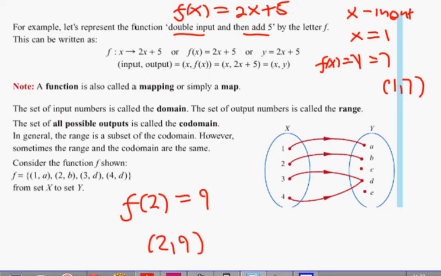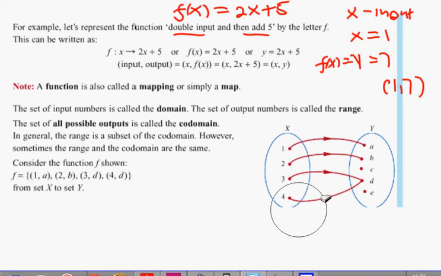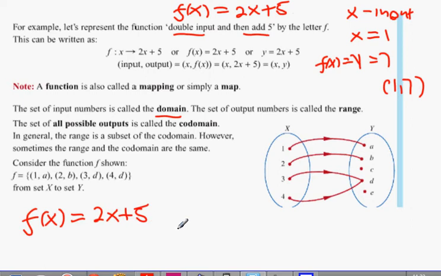Now, a function is also called a mapping or simply a map. The set of inputs is called the domain. So for example, f of x equals 2x plus 5, and what I can then say is that in the domain, minus 2 is less than or equal to x, less than or equal to 2. Do you understand that? That's the domain. The domain is the set of values which you use.